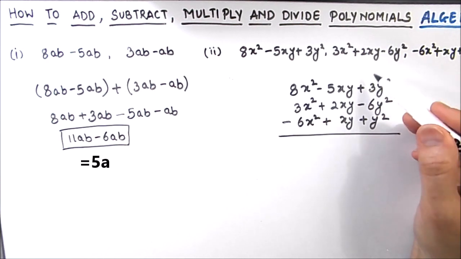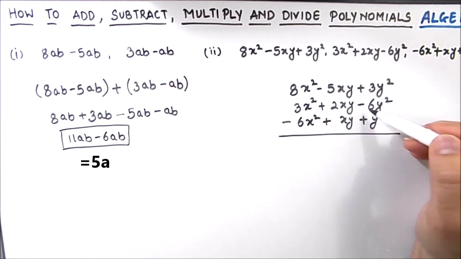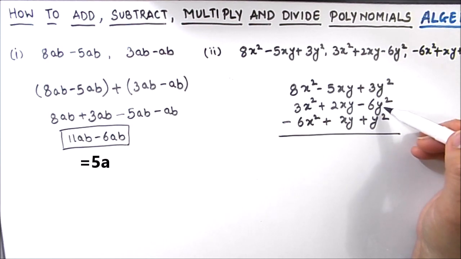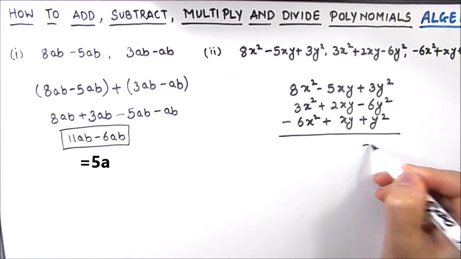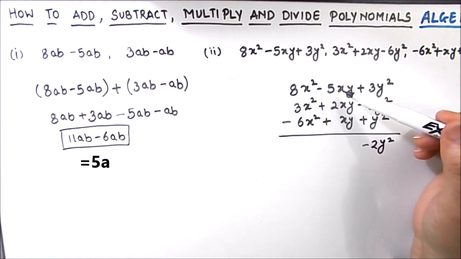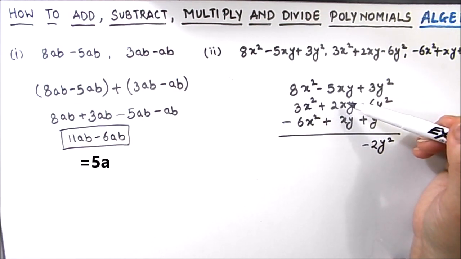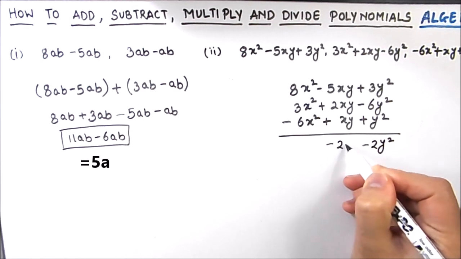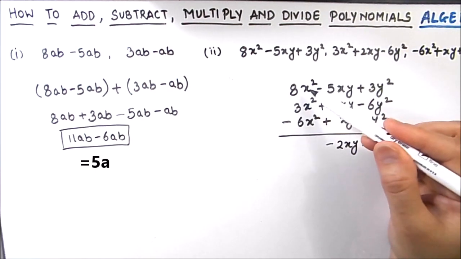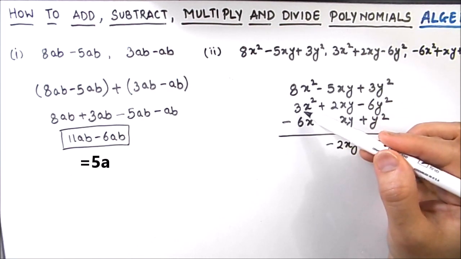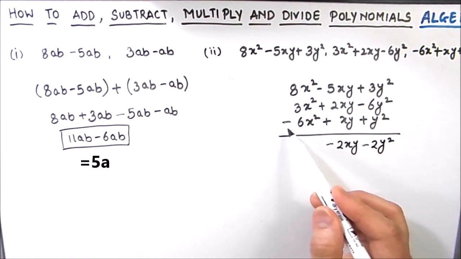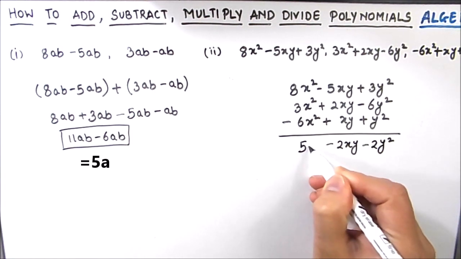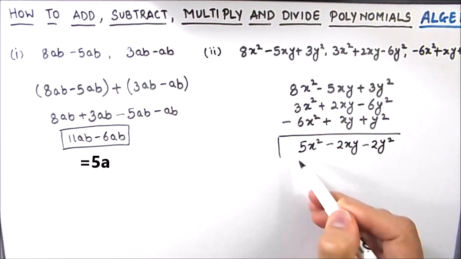So we'll add the polynomial column wise. So 3y square minus 6y square will be minus 3y square, and minus 3y square plus y square will be minus 2y square. In the next column we have minus xy plus 2xy, which will give us minus 3xy, and minus 3xy plus xy will be minus 2xy. And the next column is 8x square plus 3x square is 11x square. 11x square minus 6x square is 5x square. So this is our final answer.